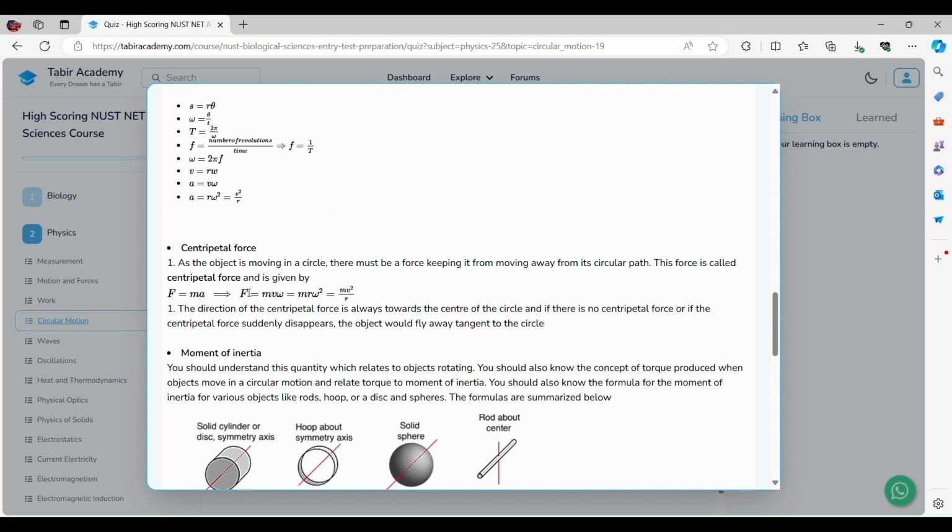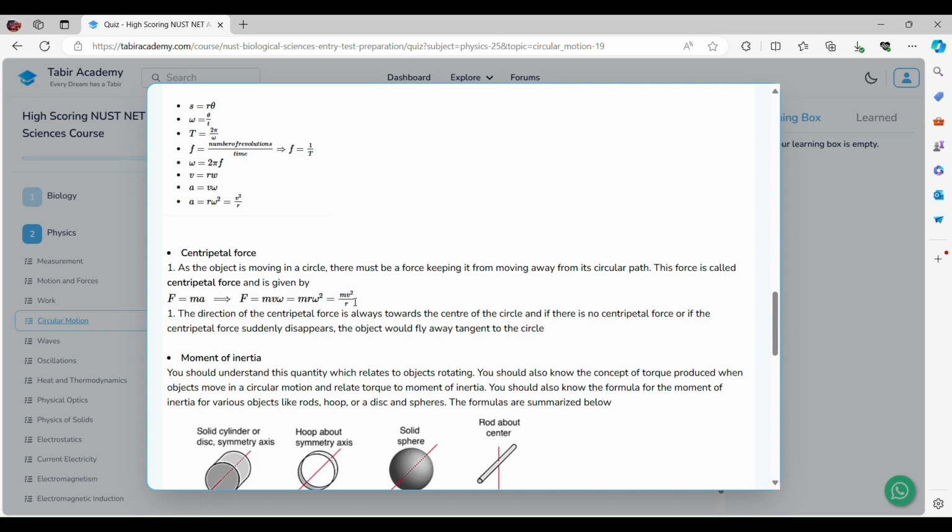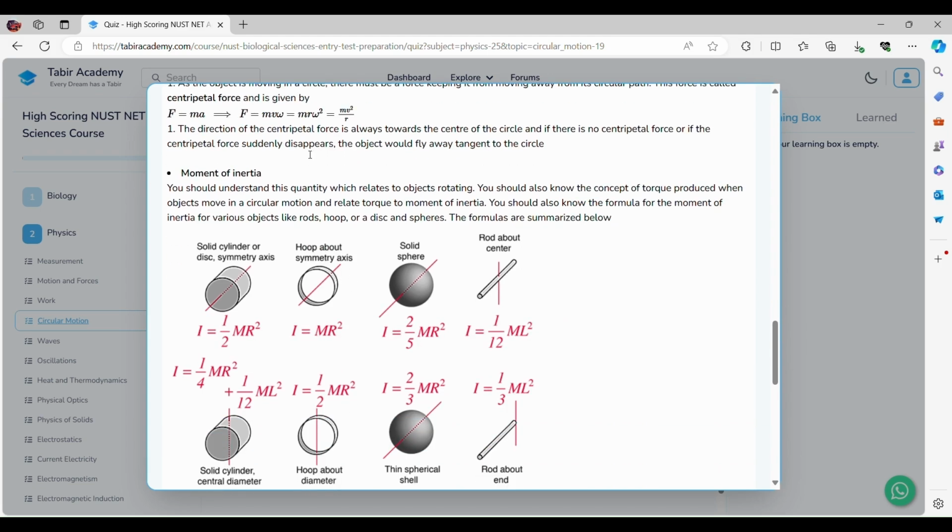Hence, F is equal to m, which is your mass multiplied by your velocity multiplied by your angular velocity. So mass multiplied by your radius multiplied by your angular velocity squared. Hence, mass multiplied by your velocity squared over your radius. The direction of the centripetal force is always towards the center of the circle.